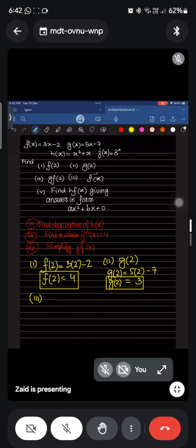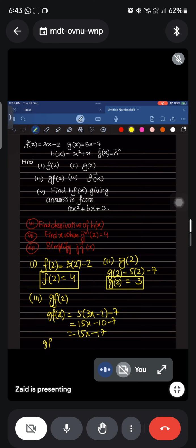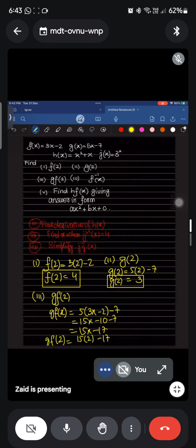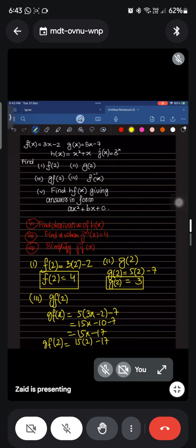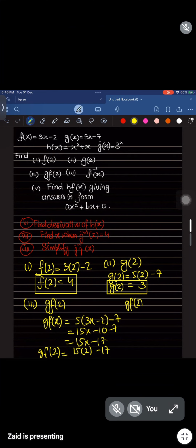Third one is gf of 2. It's a composite function. So first I have to find gf of x. So gf of x is basically going to be 5 times 3x minus 2, and then minus 7. So that gives me 15x minus 10 minus 7, which is 15x minus 17. And then you can do gf of 2. So that is going to be 15 times 2 minus 17, which gives you 30 minus 17. The final answer is 13.